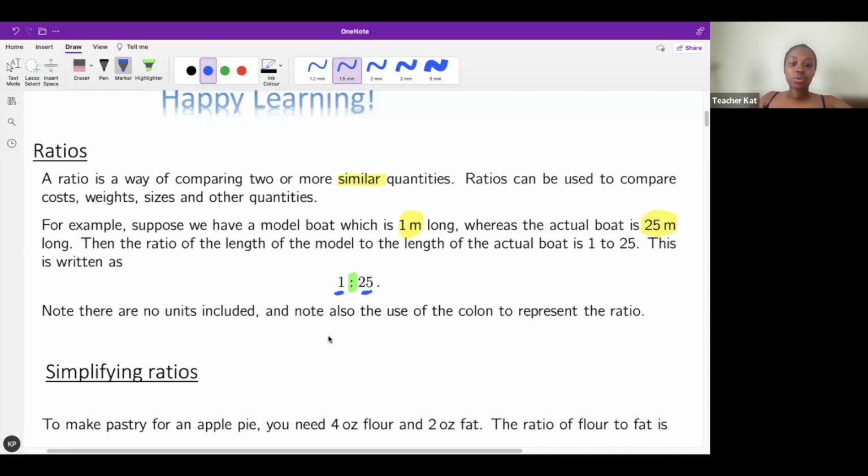Now, take note, because these are in the same unit, you do not include units in a ratio.